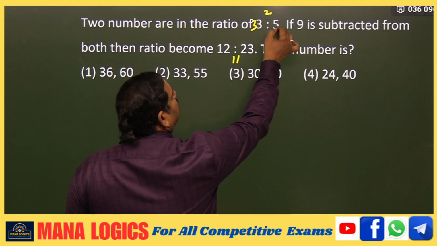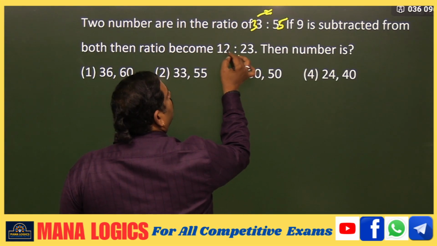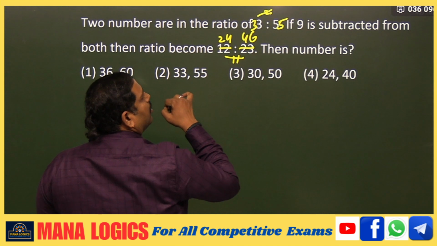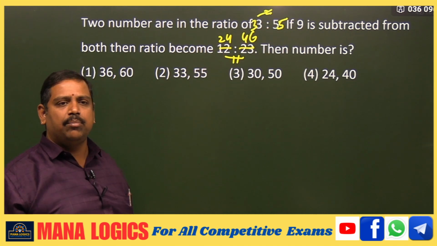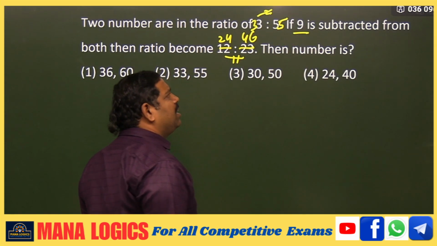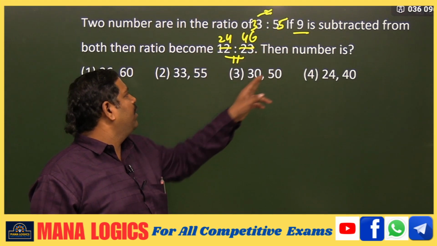11 3s are 33, 11 5s are 55. With 2 I have to multiply. It will be 24, it will be 46. So 33 parts, 24 parts. How many parts reduced? 9 parts. For that, how many are required? 9 is required. 9 parts is 9, so 1 part is 1. You want the numbers: 33, 55. There ends the game.